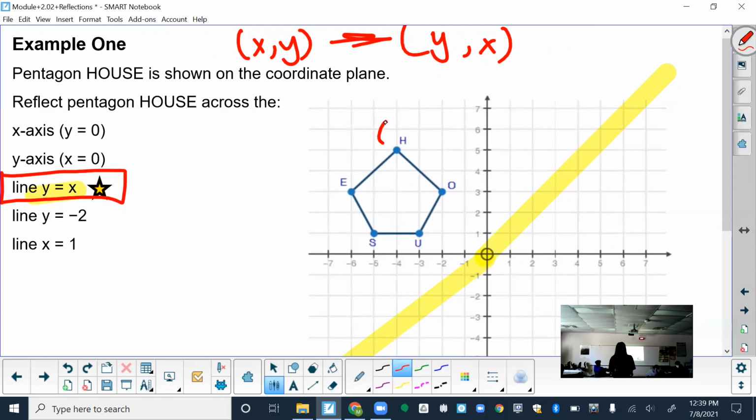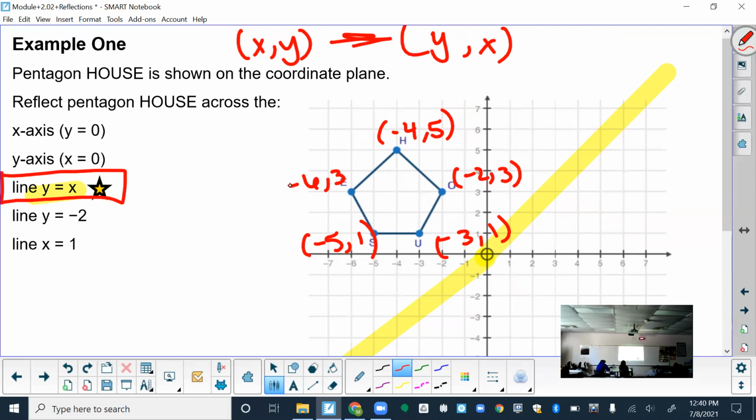So real quick, I'm just going to fill in what those coordinates were that we already knew from the first examples. H is negative 4, 5, O is negative 2, 3. U is negative 3, 1. S is negative 5, 1. And E is negative 6, 3.